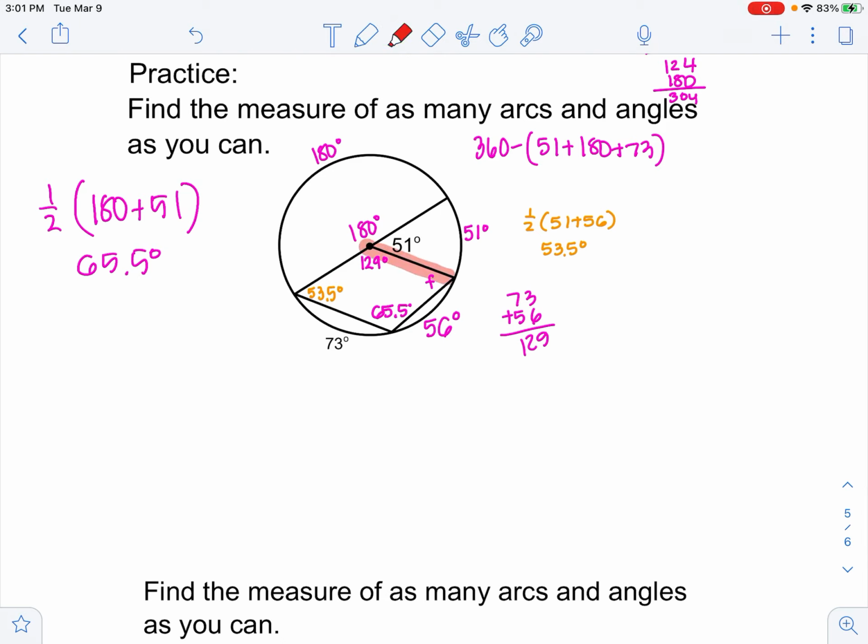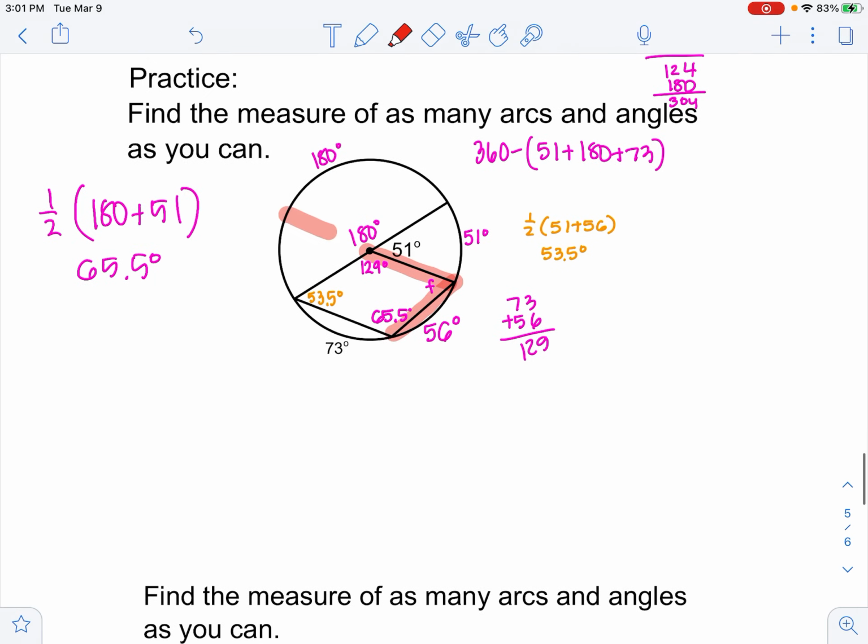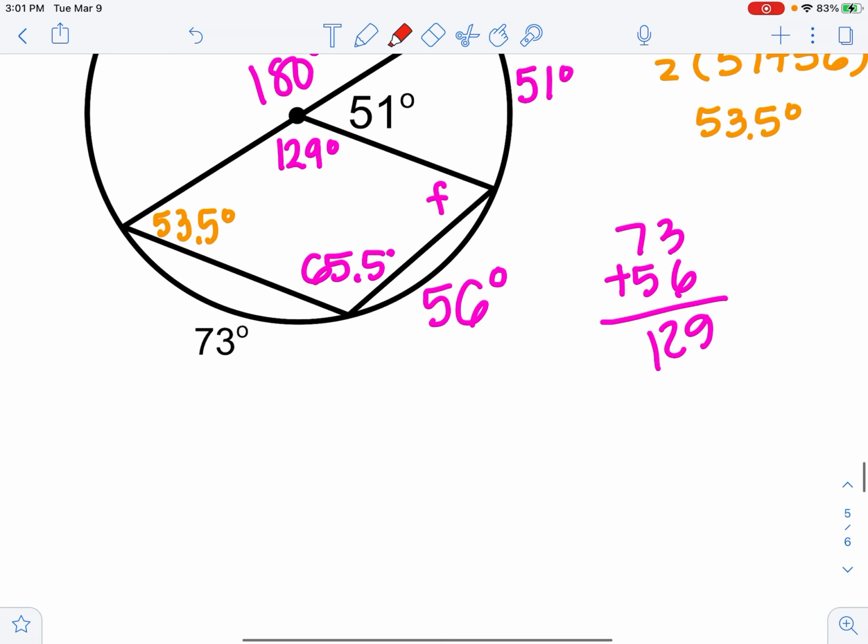All right, last but not least, I have angle F. If you look at angle F, it is an inscribed angle because its vertex is on the circle, but this is not extended here, right? And I don't know how much just this part is. So I can't do it the same way I was doing the other ones. But if you notice right here, I'm going to highlight this instead.